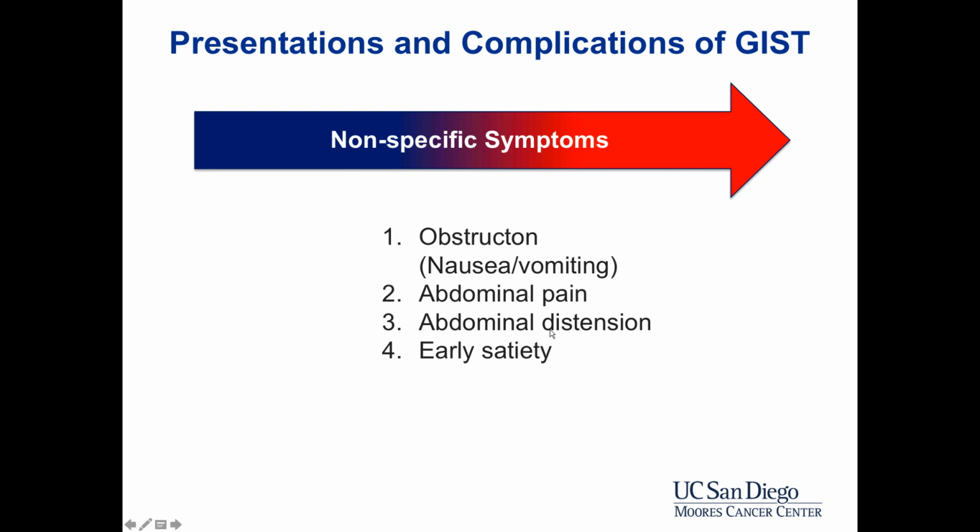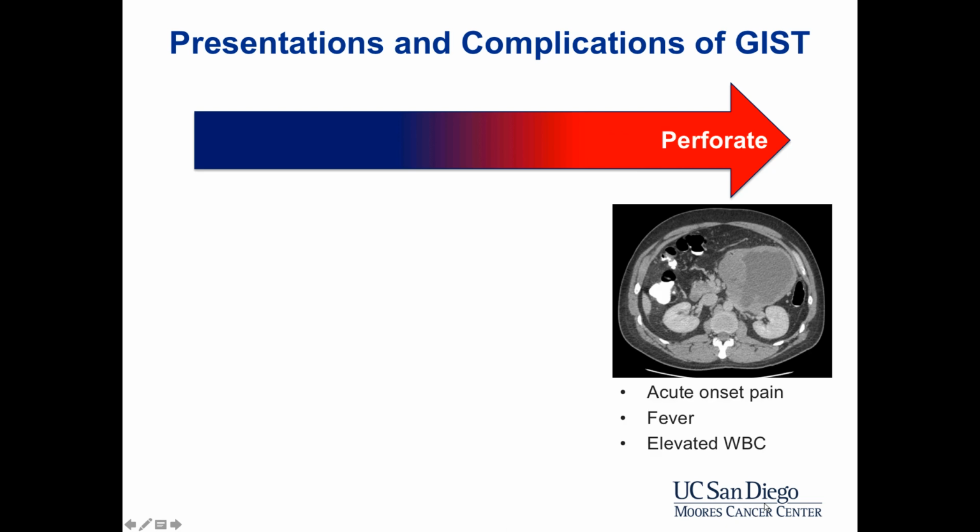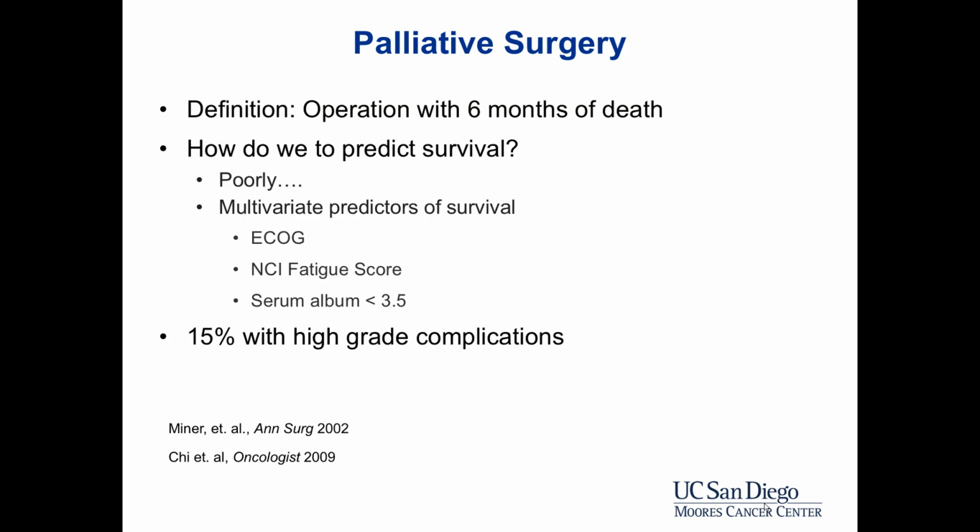distension or early satiety, meaning getting full very easily. They can present with either a slow bleeding, such as low blood counts or anemia, melena, which is black stools, or they can present with acute bleeding. And then finally, the tumors can perforate or rupture, and patients can present with acute onset of pain, fevers, or elevated white blood cell count.